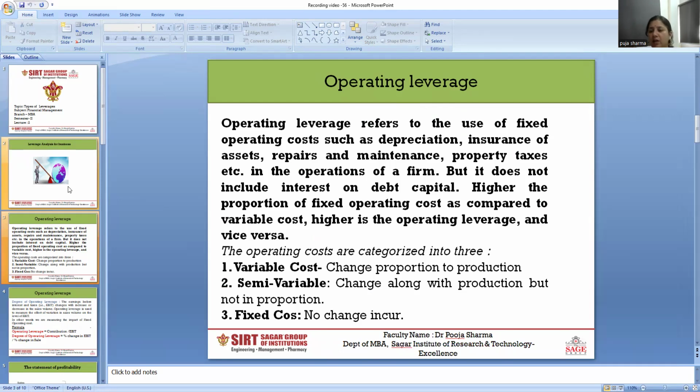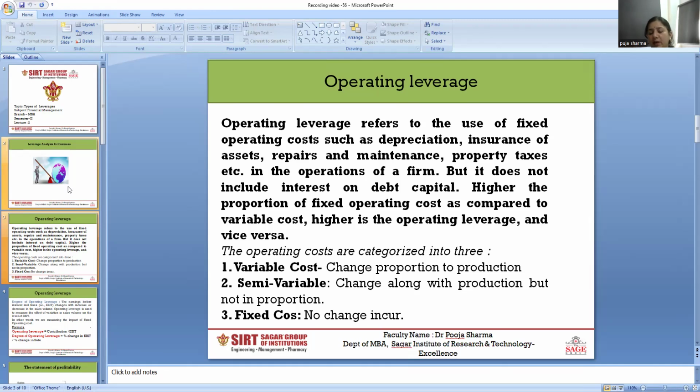So here you can just see the concept of operating leverage. It refers to the use of fixed operating costs such as depreciation, insurance, repairs, maintenance, property taxes. These are some fixed expenses which are fixed in nature, but it does not include the interest on debenture capital. Higher the proportion of fixed operating cost as compared to the variable cost, which is used for the production purpose, which fluctuates with the production, that is variable cost, higher is the operating leverage. If the fixed cost is higher, the operating leverage will be high, and vice versa.